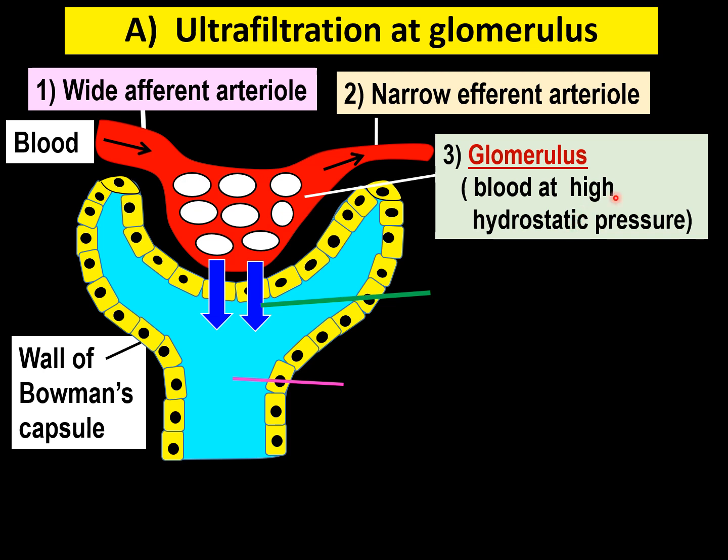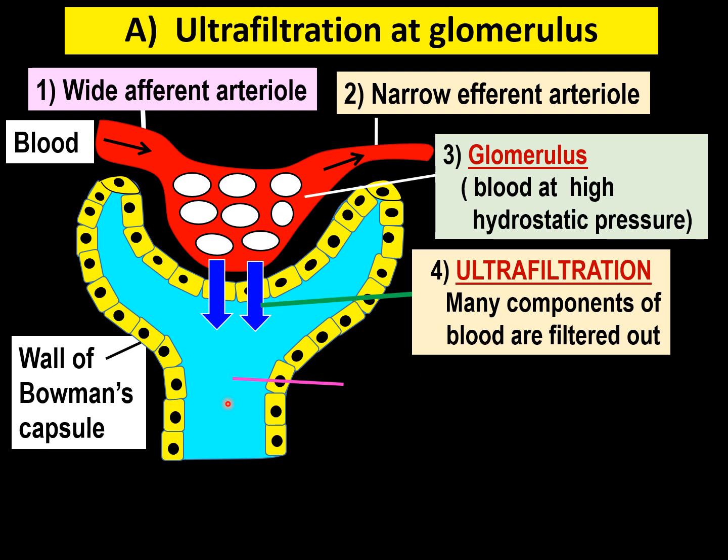Remember this word, this is a key word: high hydrostatic pressure. When you write your answer, you must use these words. Don't say high blood pressure. When the blood is at high hydrostatic pressure, it will be forced out of the walls of the capillary, because the glomerulus is actually made out of blood capillaries. So the blood is forced out through the wall of the capillaries into the Bowman's capsule.